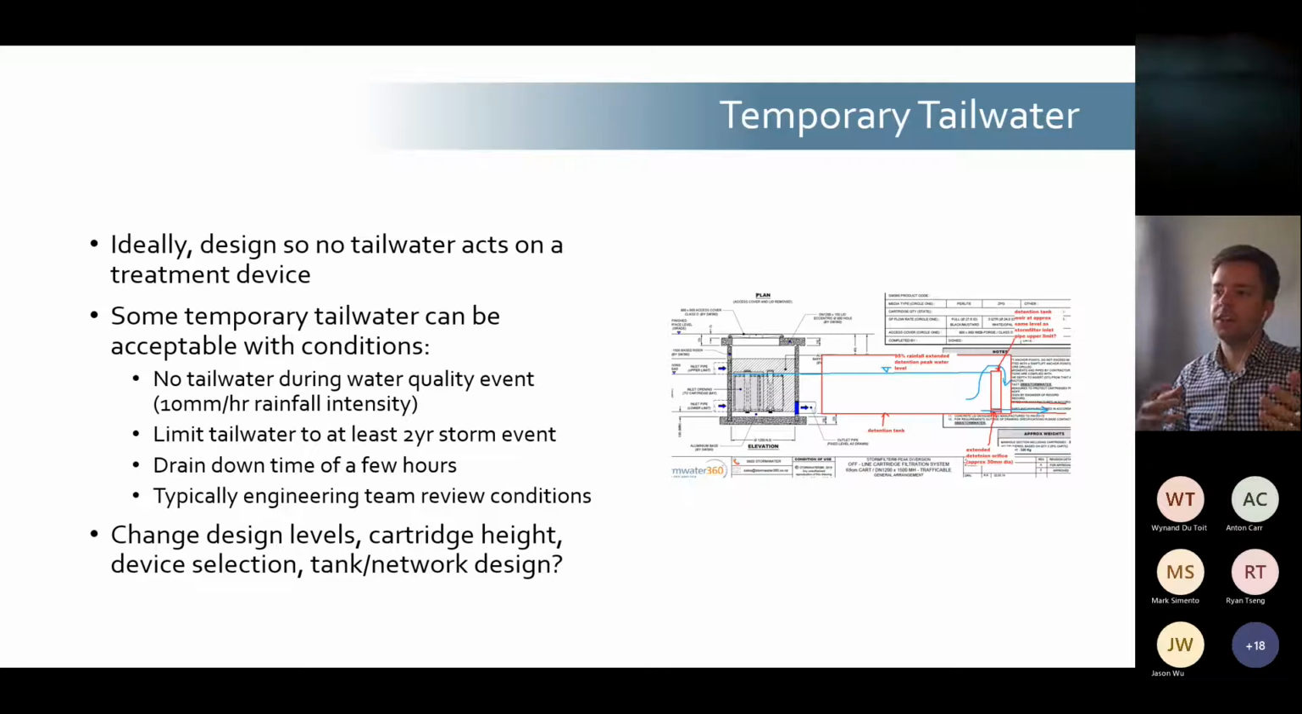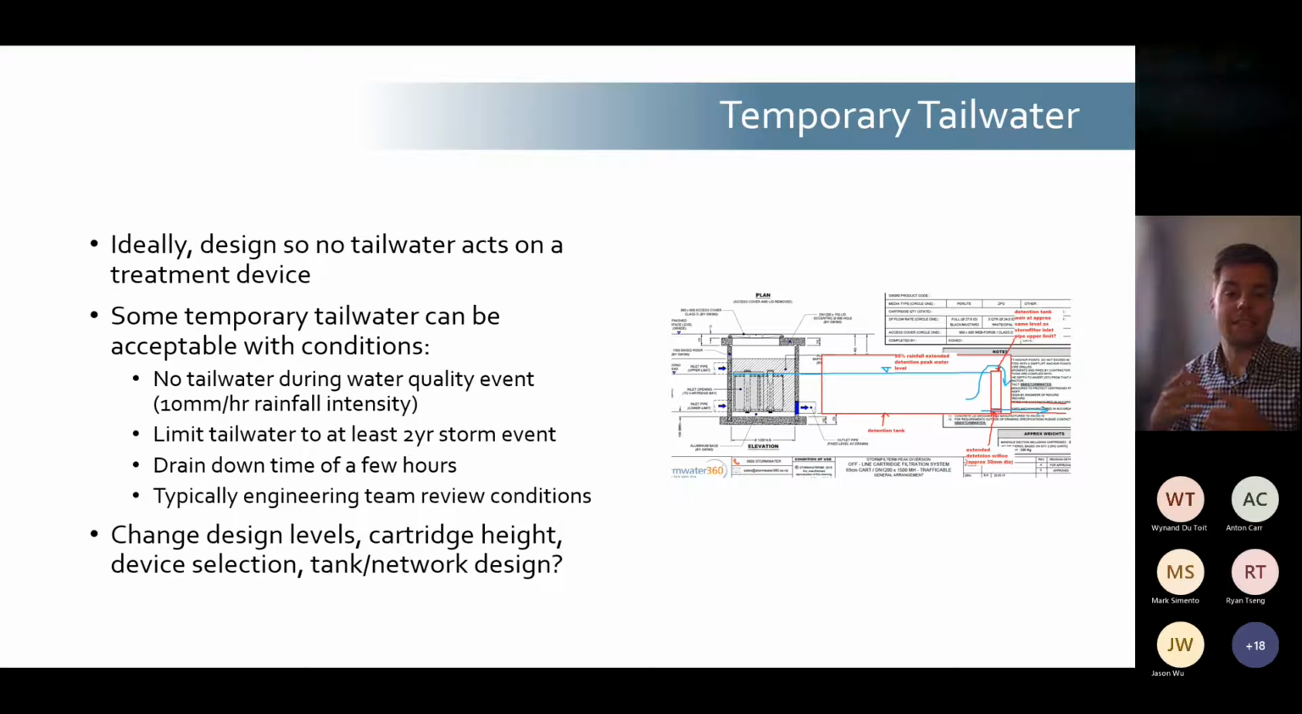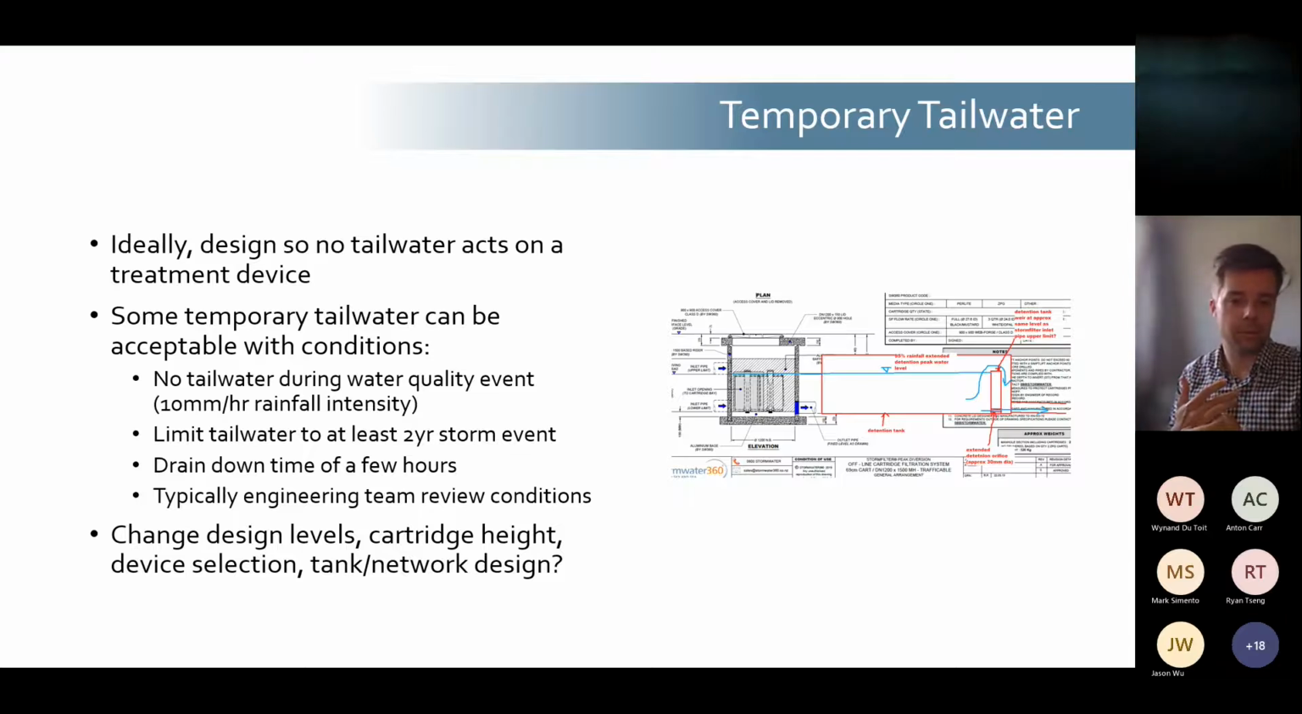Ideally, we should design so no tailwater acts on the treatment device, but some tailwater in temporary circumstances can be acceptable, providing there's no tailwater during a water quality event. We limit tailwater conditions to at least a 2-year storm, and there's a drain down time of a few hours. So how can we minimize tailwater?